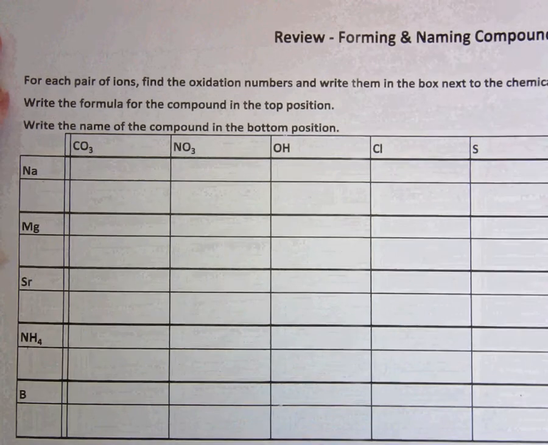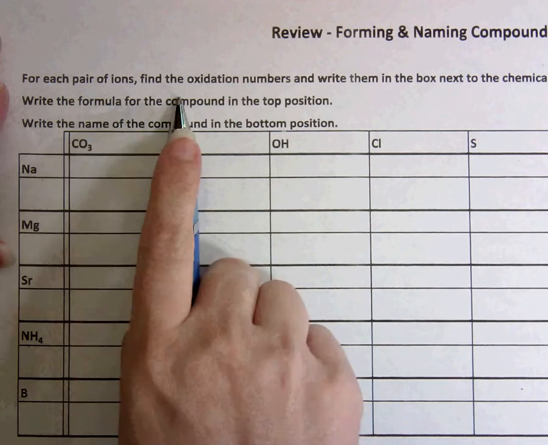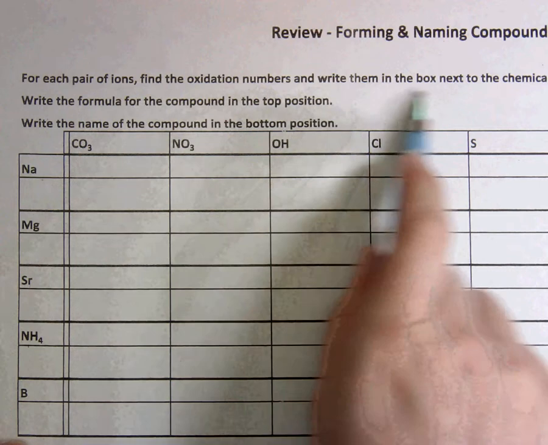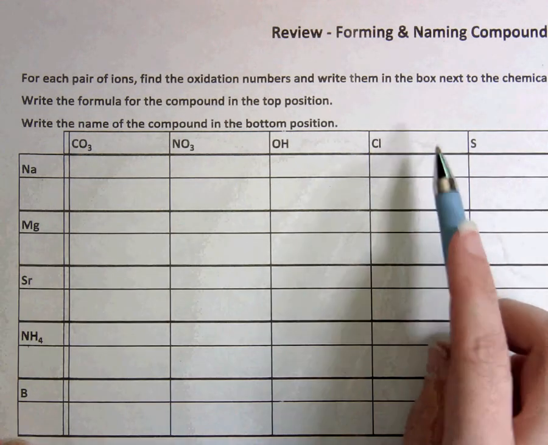Review forming and naming compounds. I'm going to go ahead and turn this sheet sideways since that's how you're going to be working on it anyway. And it says for each pair of ions, find the oxidation numbers and write them in the box next to the chemical symbol. So for each of these, you'll need to find their oxidation numbers.